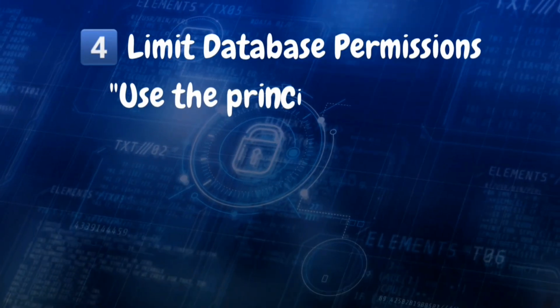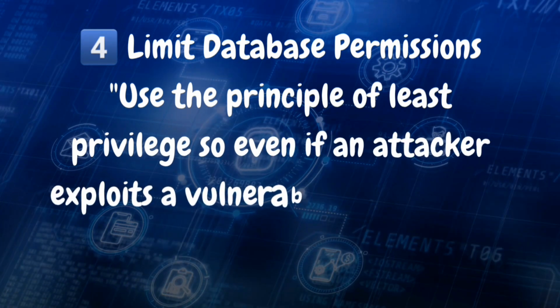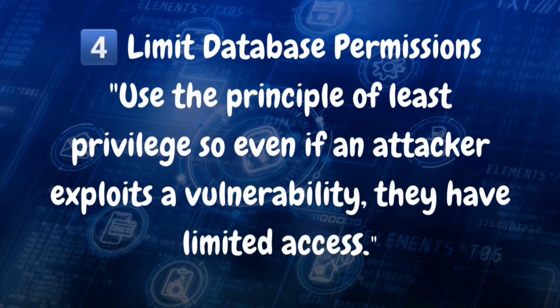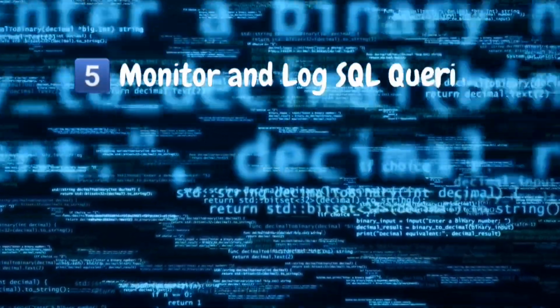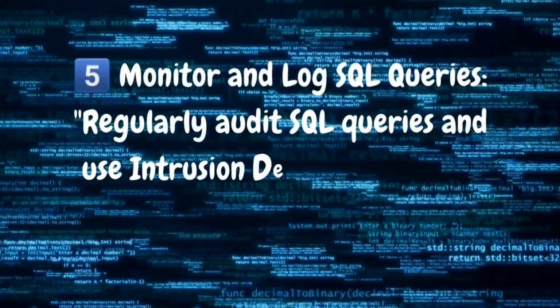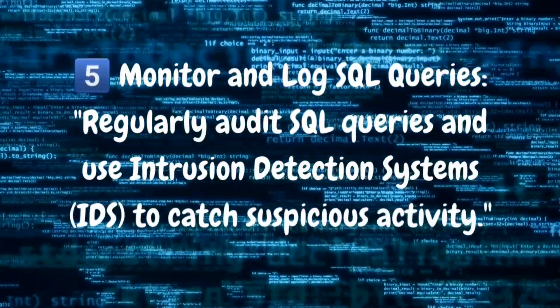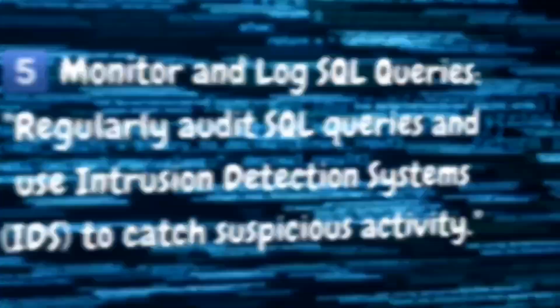And number four, limit database permissions. Use the principle of least privilege, so even if an attacker exploits a vulnerability, they have limited access. And number five, monitor and log SQL queries. You have to monitor SQL queries regularly, audit them, and use an intrusion detection system, which is another version of a firewall, to catch suspicious activity.